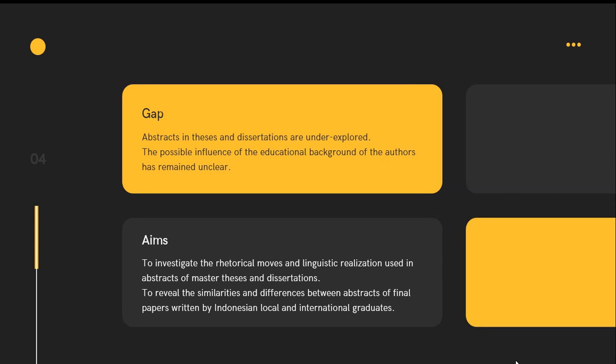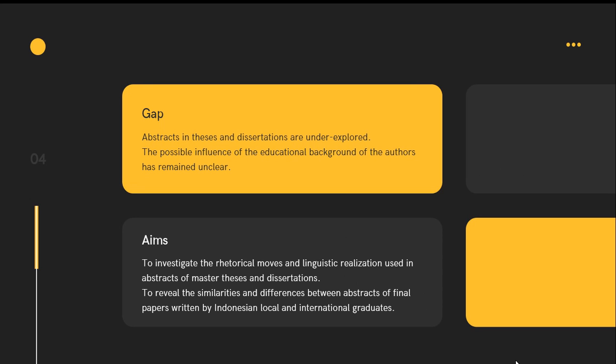The gaps found from previous studies are that while research article abstracts are widely looked into, abstracts in theses and dissertations are underexplored. Also, while factors such as disciplines, publication, and first language of the authors are explored, the possible influence of educational background has remained unclear.